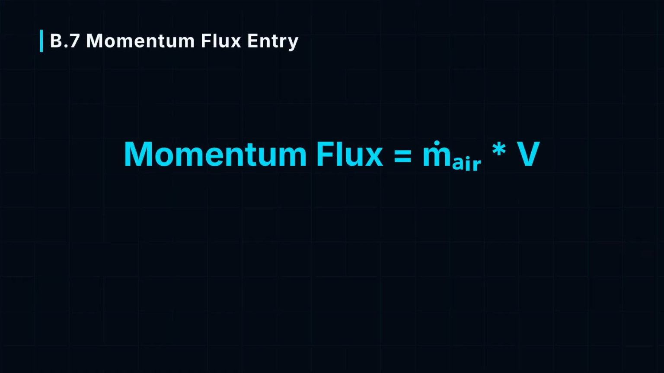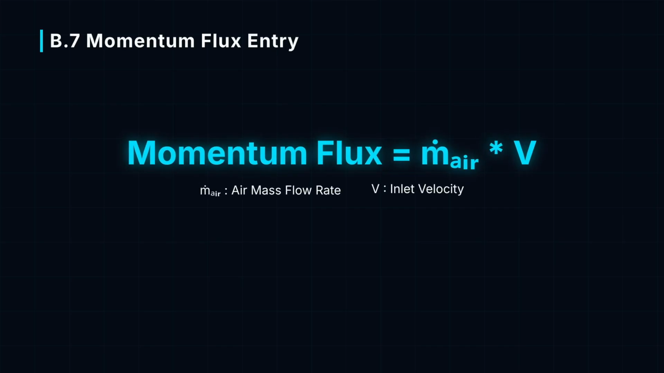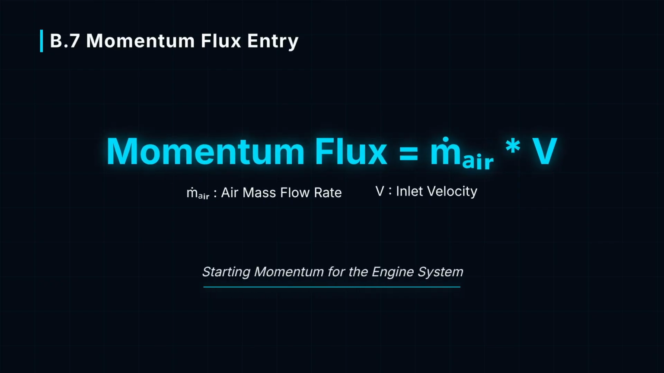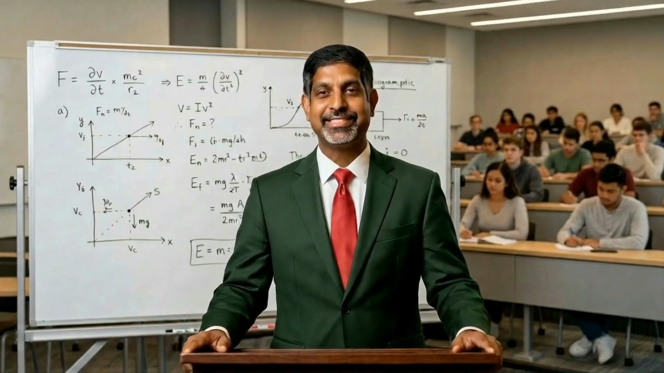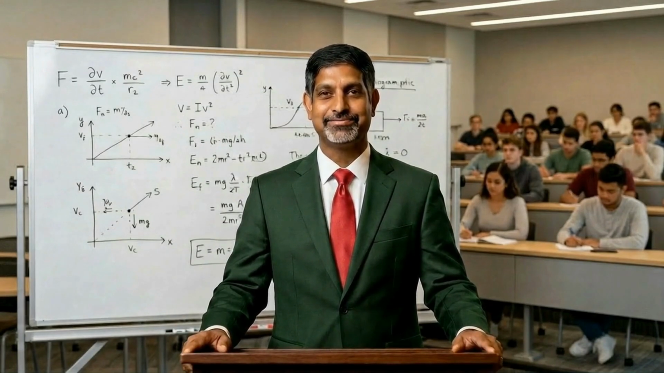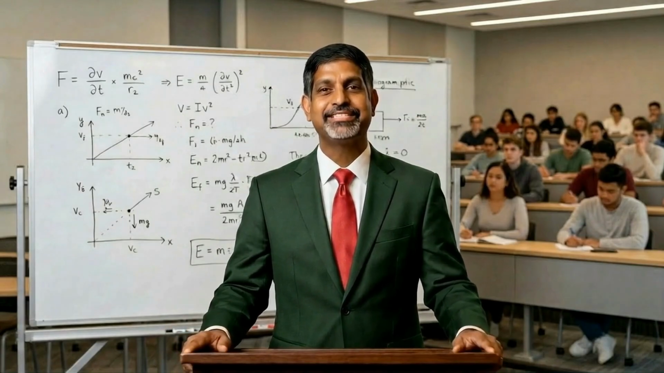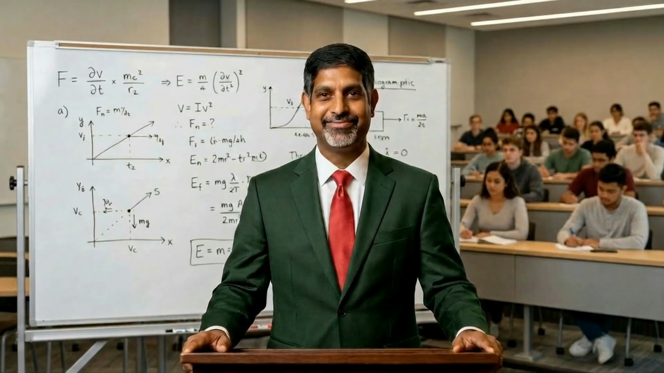As air enters the nacelle at velocity v, the momentum flux is simply the air mass flow rate, m.air, multiplied by that inlet velocity. This is our starting momentum for the engine system. In a moving frame of reference, this represents the inlet momentum drag, often called ram drag or F_RD. It's the momentum cost we must pay just to bring that air into our processing unit at flight speed.